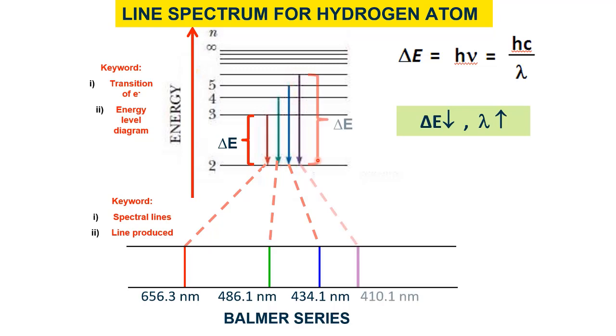And lastly, the fourth line formed has the smallest wavelength, as you can see here, 410.1 nanometer, as its energy gap is the biggest, from n equal to 6 to n equal to 2. Don't forget to include the trend of this line spectrum like this. To the right, delta E increases, wavelength decreases.